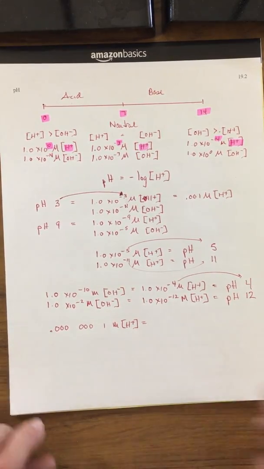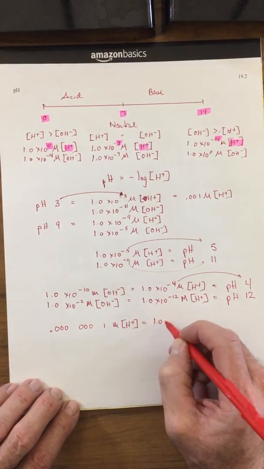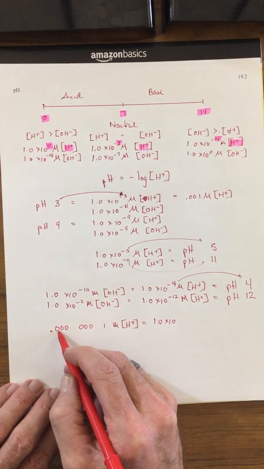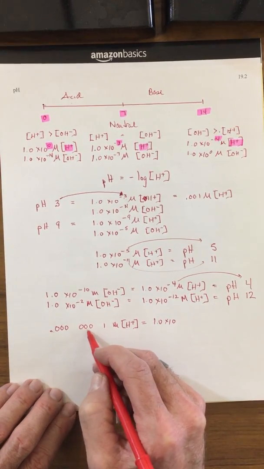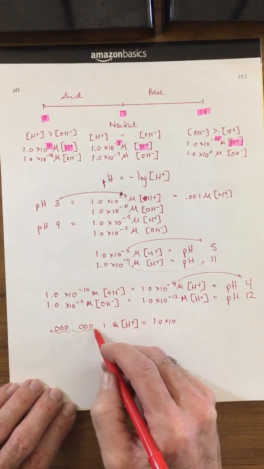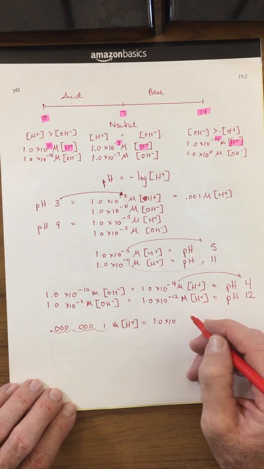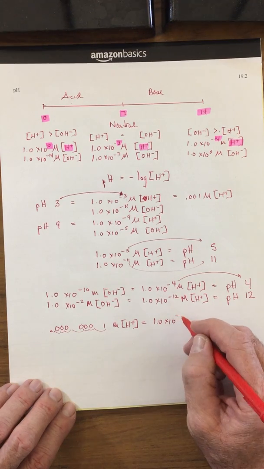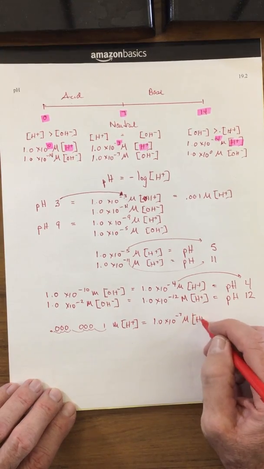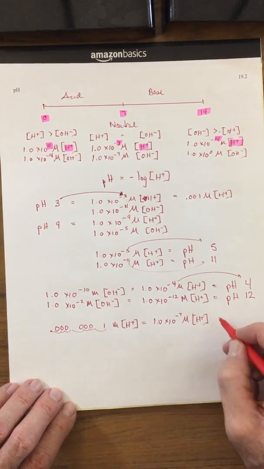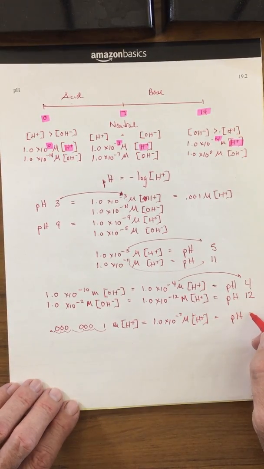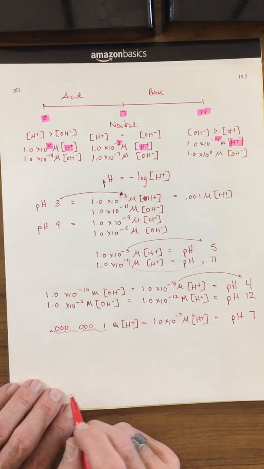Okay, well, this is going to be equal to 1.0 times 10 to the how many decimal places do I have to move it over? 1, 2, 3, 4, 5, 6, 7. So I have 1 times 10 to the minus 7 molar of H plus. That means, now that it's in the H plus concentration, this is going to be a pH of 7.